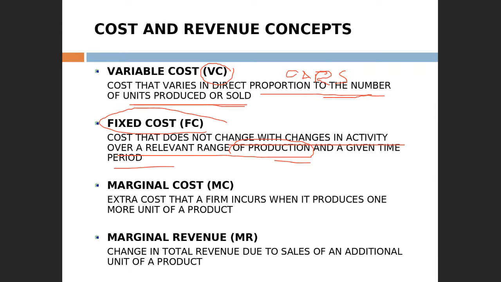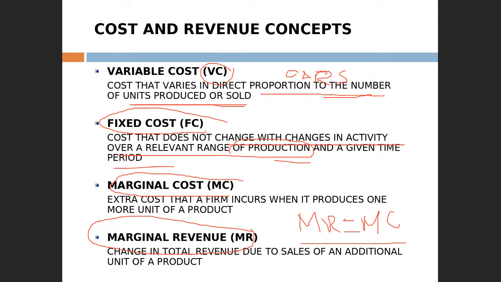Okay. Now we'll talk about marginal cost and marginal revenue. If you recall, I think in the last class I said, profit is maximized when your marginal revenue is equal to marginal cost. And we will look at that shortly. Marginal revenue is equal to marginal cost. So marginal cost is the extra cost that a firm incurs when it produces one more unit of a product.